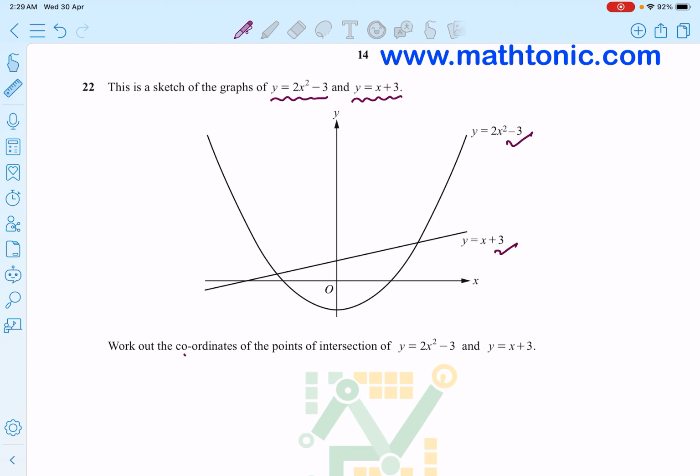Work out the coordinates of points of intersection of this curve and this line. Always remember, whenever a curve and a line are intersecting, please try to solve them as simultaneous equations. Did you get what I'm trying to say? We have a curve, and I need to find the point of intersection. The question is asking us to find these points, so that means we have to solve it as a simultaneous equation.